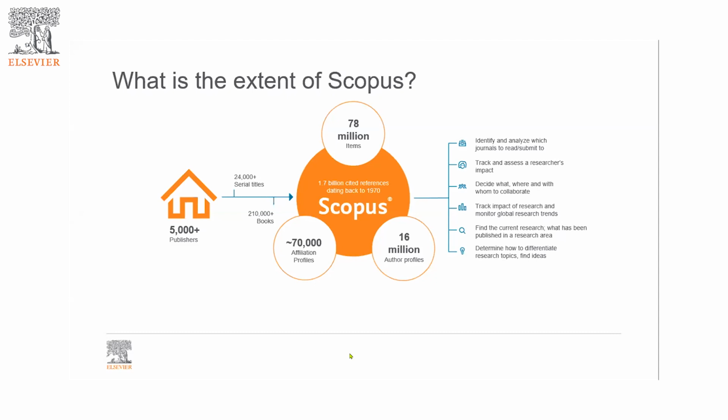Because the information is all linked together in a unique way, we are also able to create affiliation profiles and author profiles. So for every publication that is added to Scopus, it links the publication to an affiliation, and it also links to an author. And in that way, we are also able to do analysis on the performance of universities, and the performance of an individual researcher in terms of the number of publications and the number of citations.